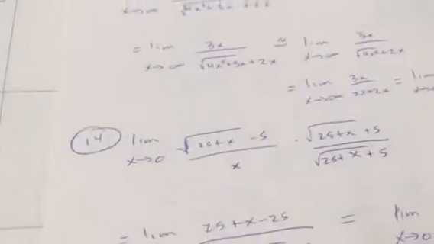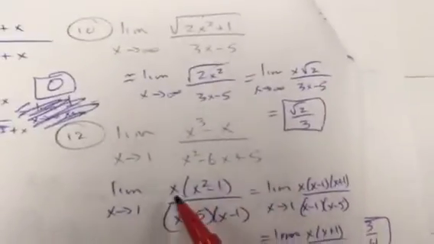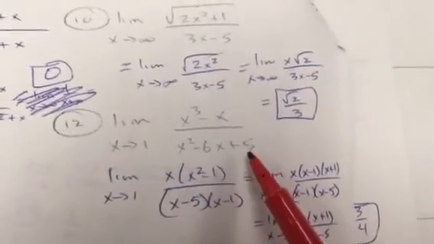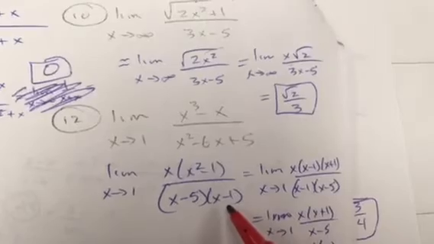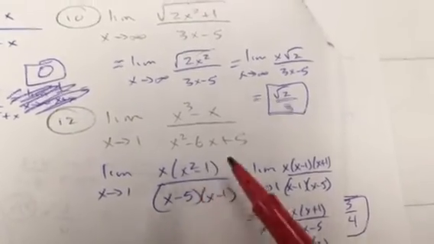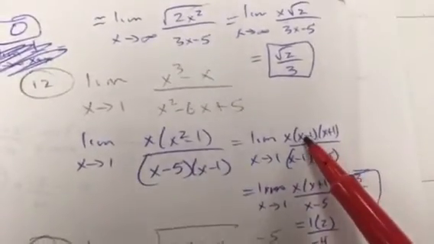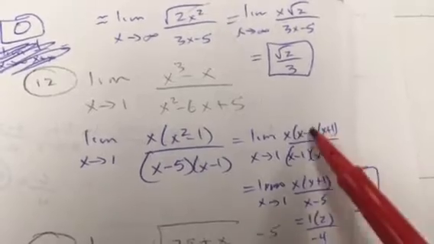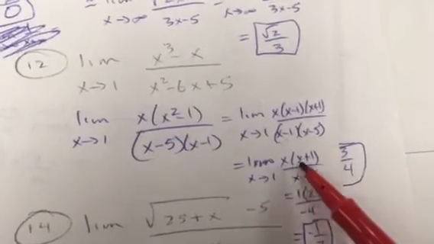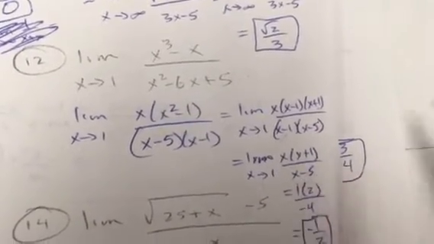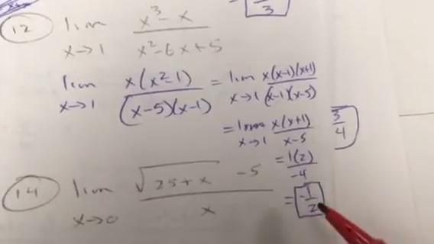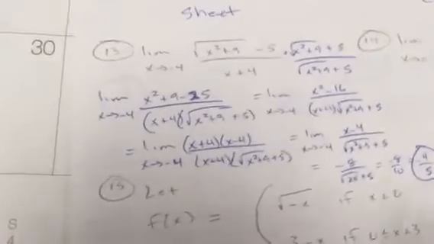All right? On 12, they both have an x in common, so factor out the x. This does factor. -5, -1 are the factors. X squared minus 1 is the difference of two perfect squares. X minus 1, x plus 1, they cancel. You're left with x times x plus 1 over x minus 5. Plug it in to get -1/2. Again, if I make a boo-boo, let me know, and you could earn brownie points.